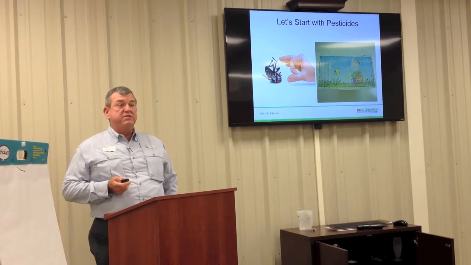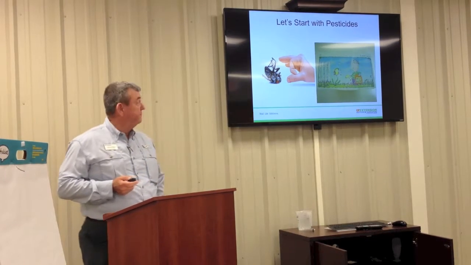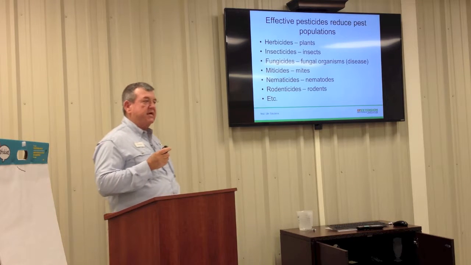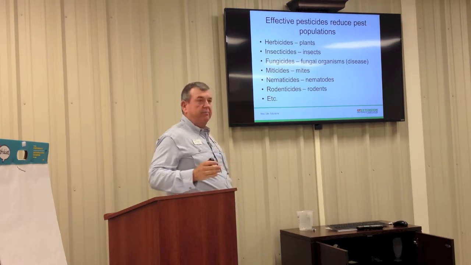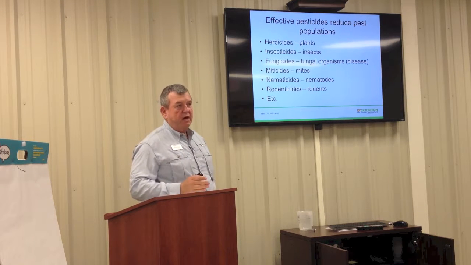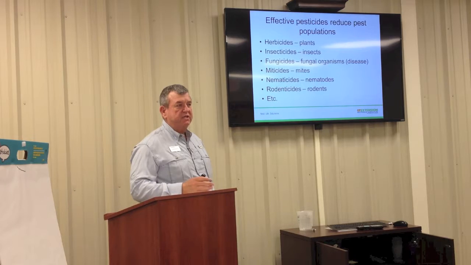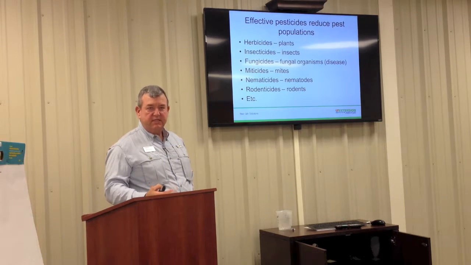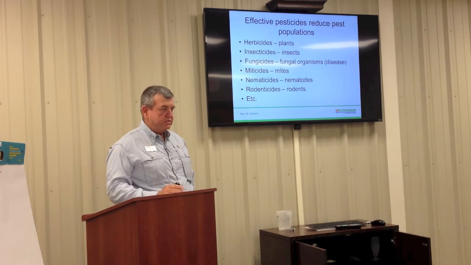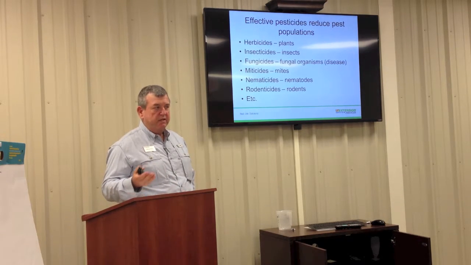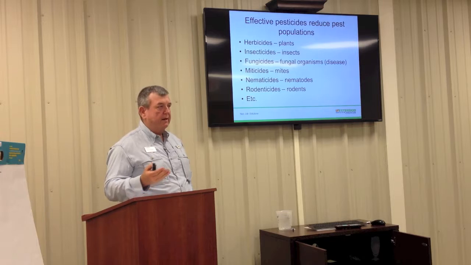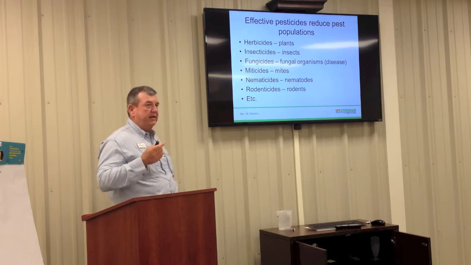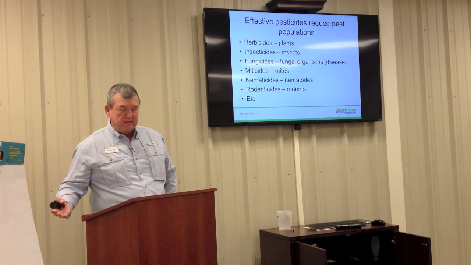Now, let's start with pesticides, okay? We'll start with pesticides to begin with. What is a pesticide? Well, an effective pesticide is something that reduces pest populations. It is not at all uncommon, if you just listen to people talk, that when they refer to a pesticide, they're talking about something that kills insects. But there's all manner of pests. There are plant pests, weeds are pests. Diseases caused by fungi, those are pests. Nematodes are pests. Mites are pests. They're bugs, but they're not insects. So a pesticide is something that will control any one of those things.